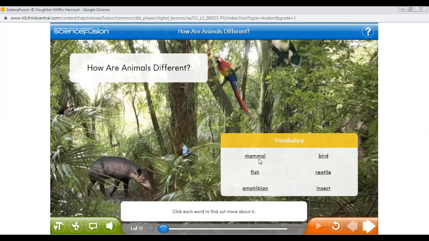Mammal, bird, fish, reptile, amphibian, insect. So these are the 6 words that we are going to learn in this lesson.